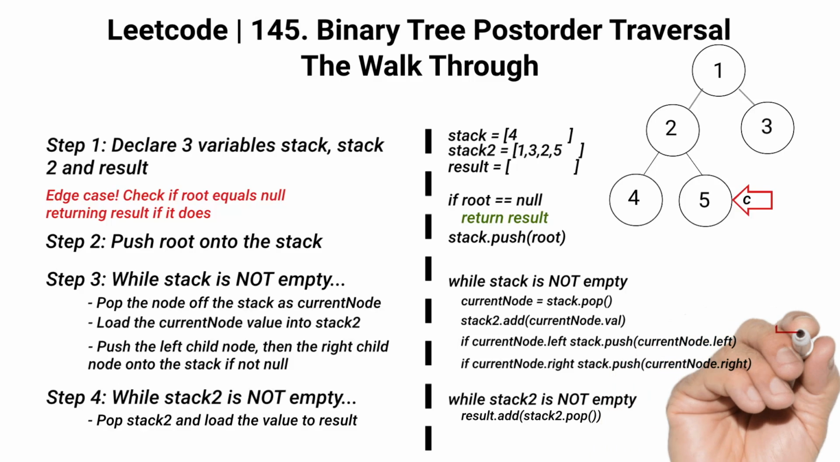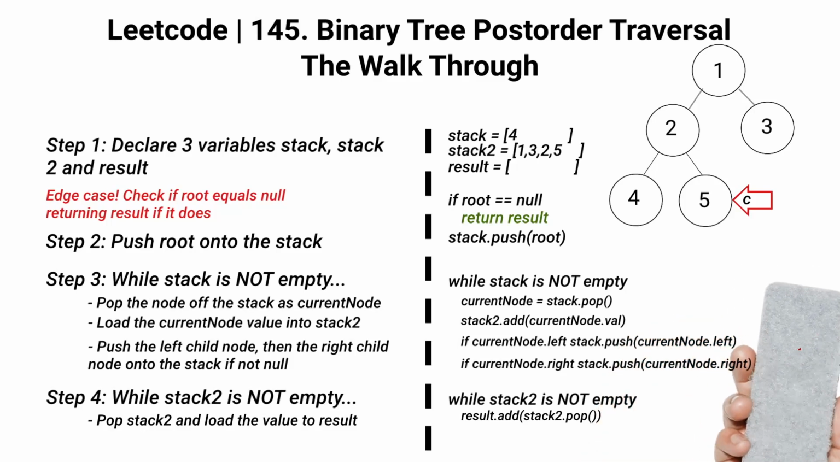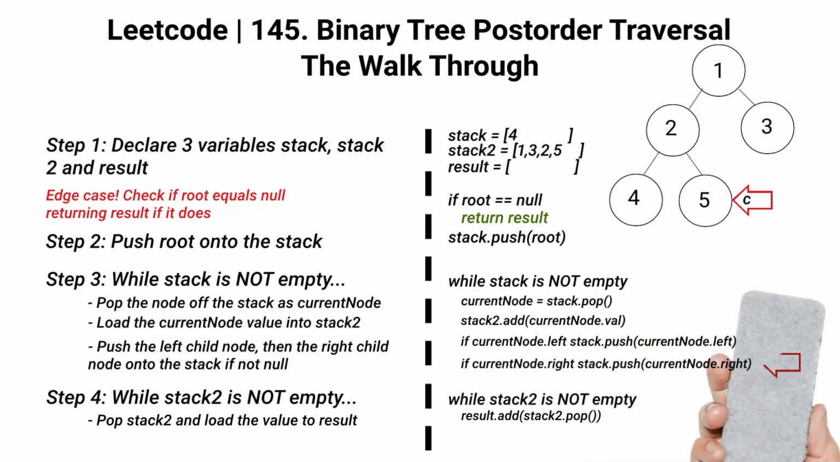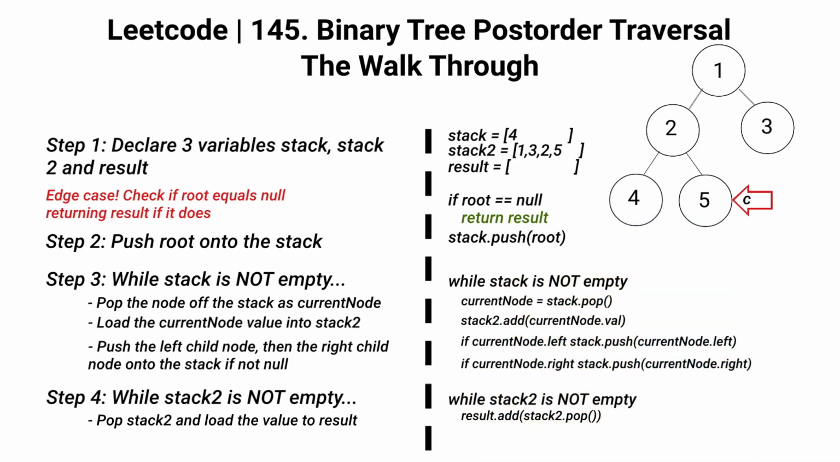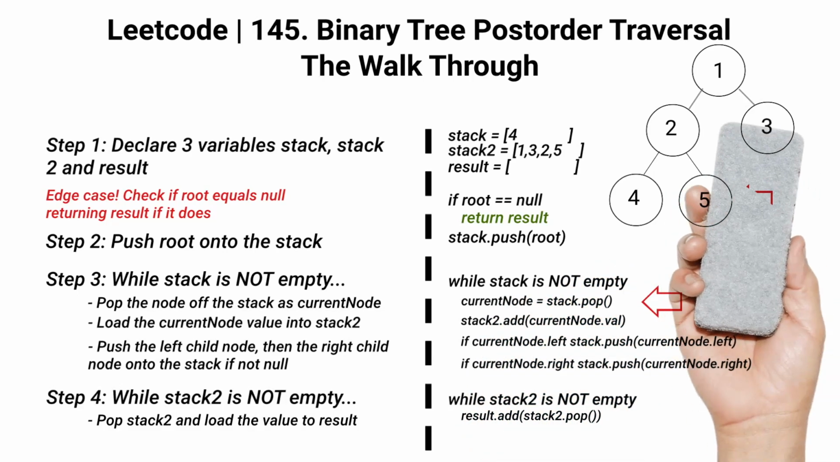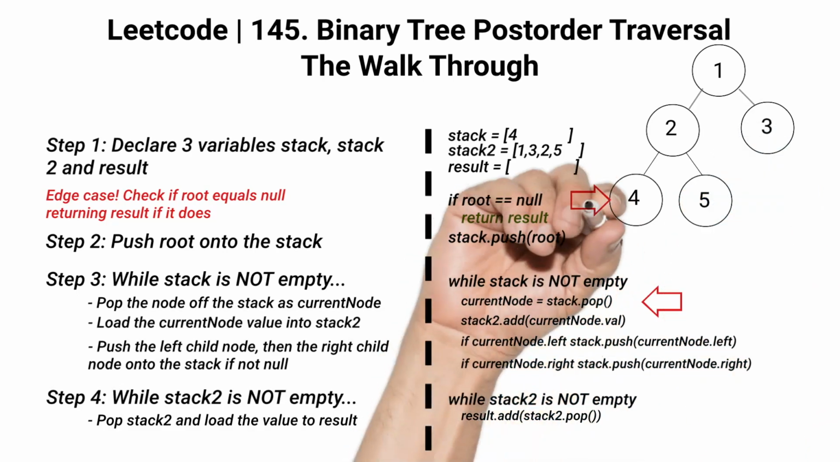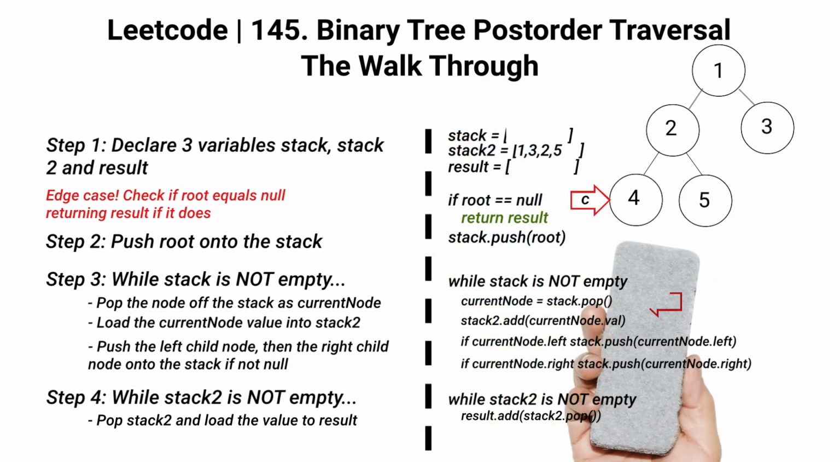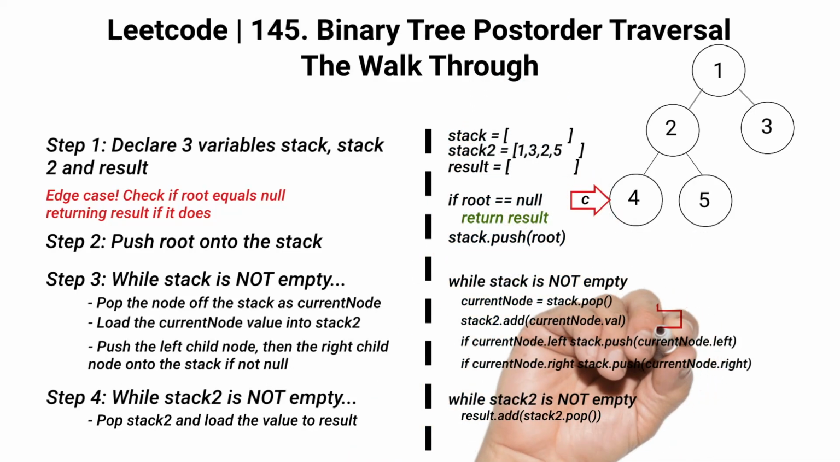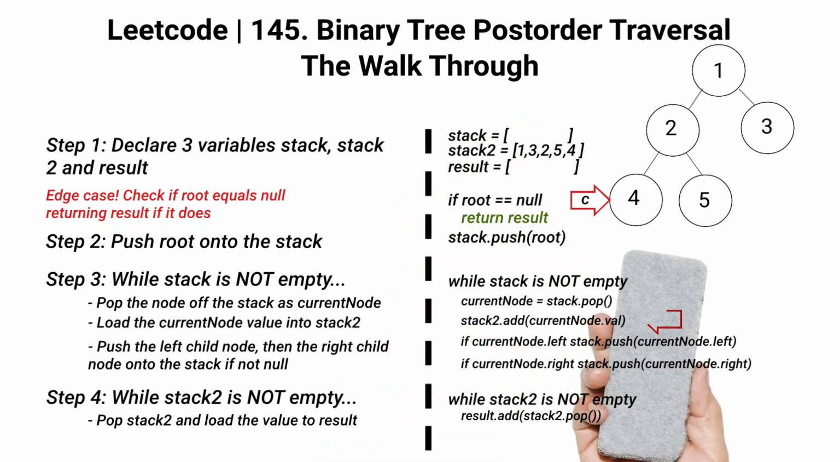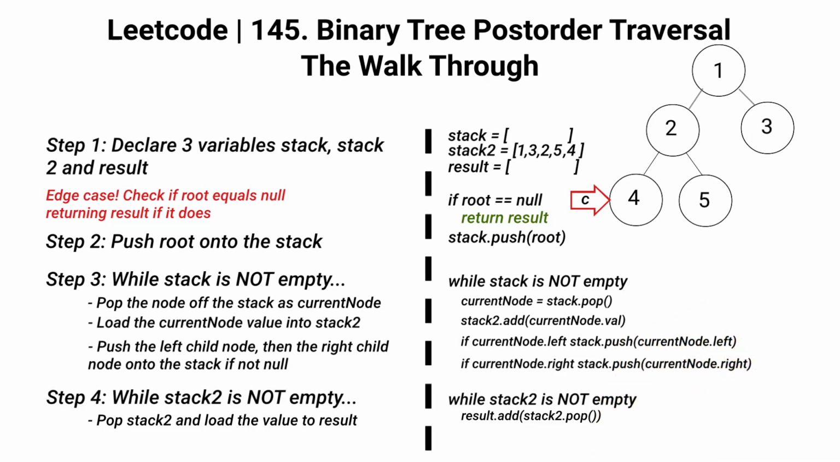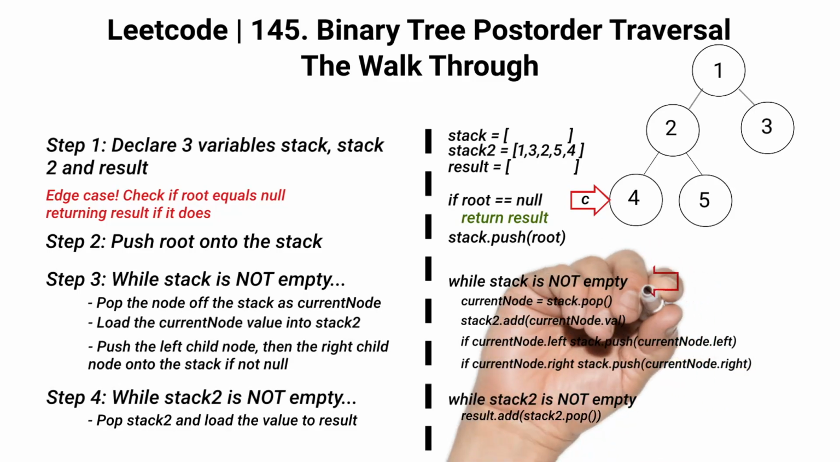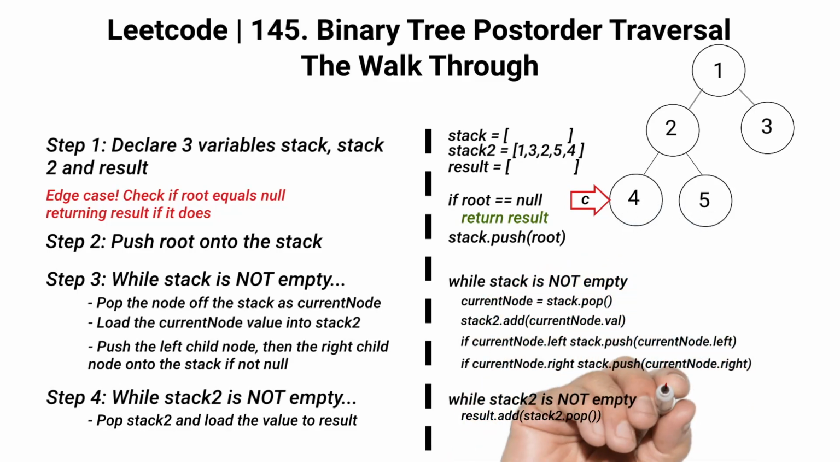Push the value 5 to stack 2. Check if it has a left node, which it does not. Check if it has a right node, which again it does not. So back up, check if the stack is not empty, which it's not. Pop the stack, so the current node is now equal to the 4 node. Then add the 4 value to stack 2. Check if it has a left node, it does not. Check if it has a right node, it does not. We can see that the stack is now empty, so we'll break out of this while loop.